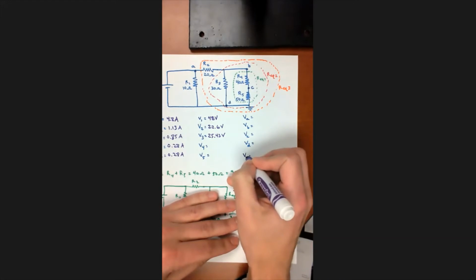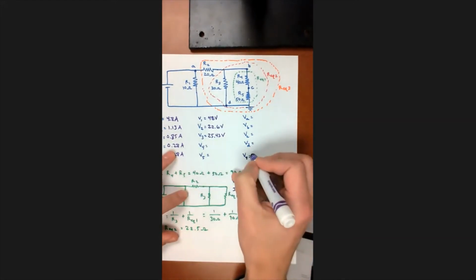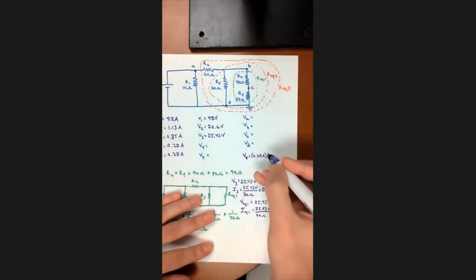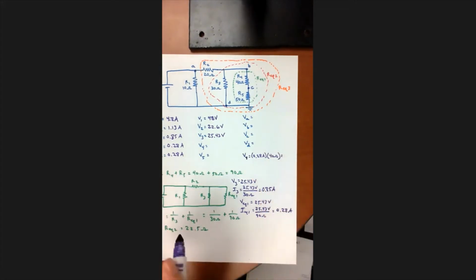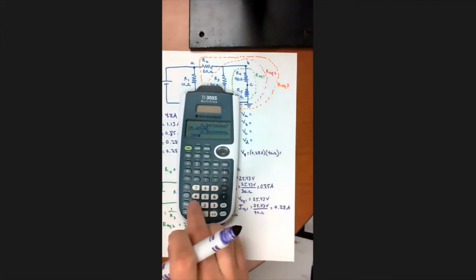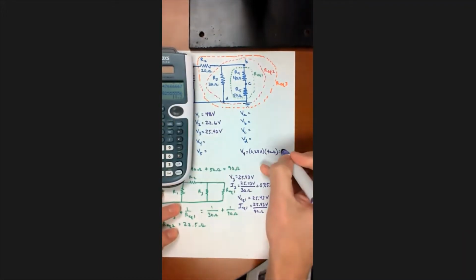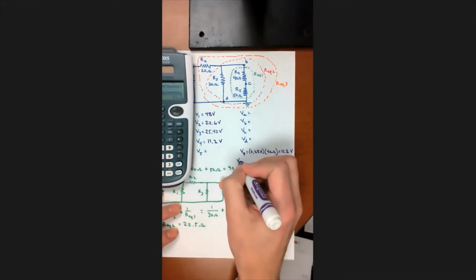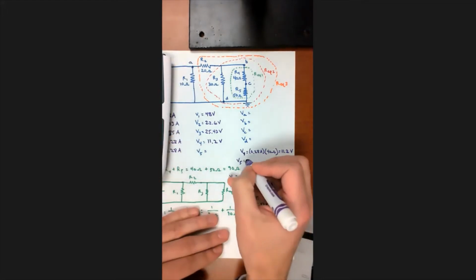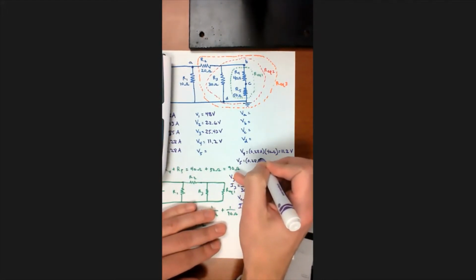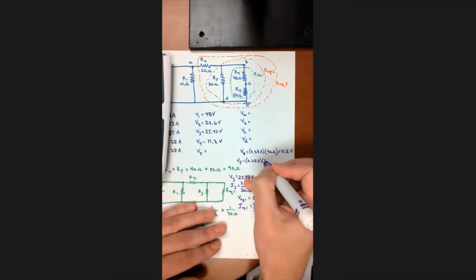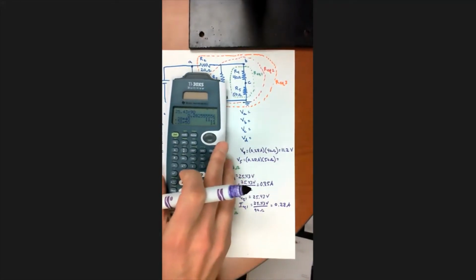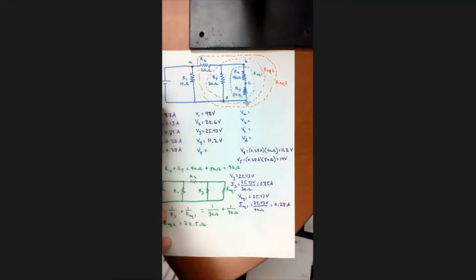V4 equals I4, which was 0.28 amps, times R4, which was 40 ohms. 0.28 times 40 gives me 11.2 volts. V4 is 11.2 volts. And similarly, V5 equals I5 R5. I5 was 0.28 amps also, and R5 was 50 ohms. So 0.28 times 50 gives me 14 volts.